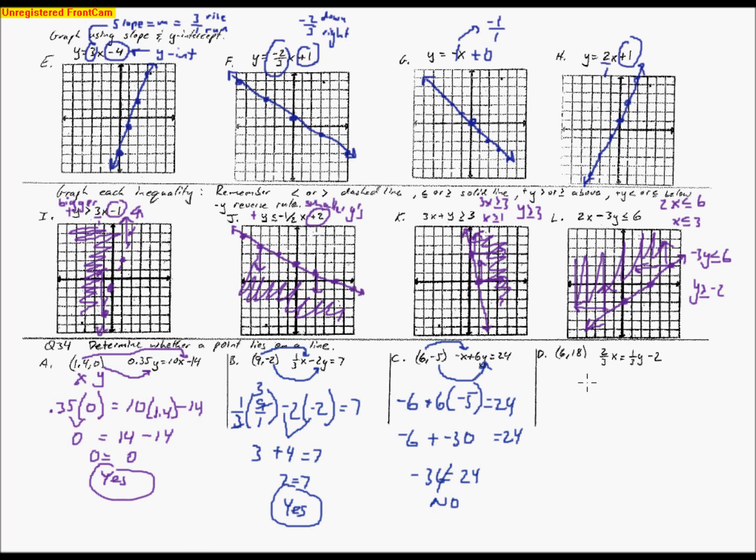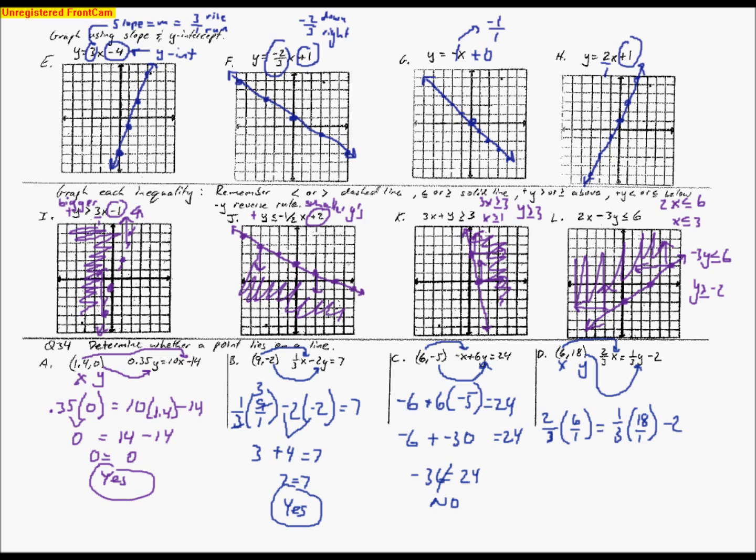Well, the last one here, we have to substitute the x value, which is 6, goes in for x. Y value 18 goes in for y. So we have 2/3, and then we multiply by 6/1. And then from there we have equals 1/3 times y, and y is 18, so I'll treat 18 as a fraction as well, 18 over 1. And then minus 2. So we'll go ahead and do some work.